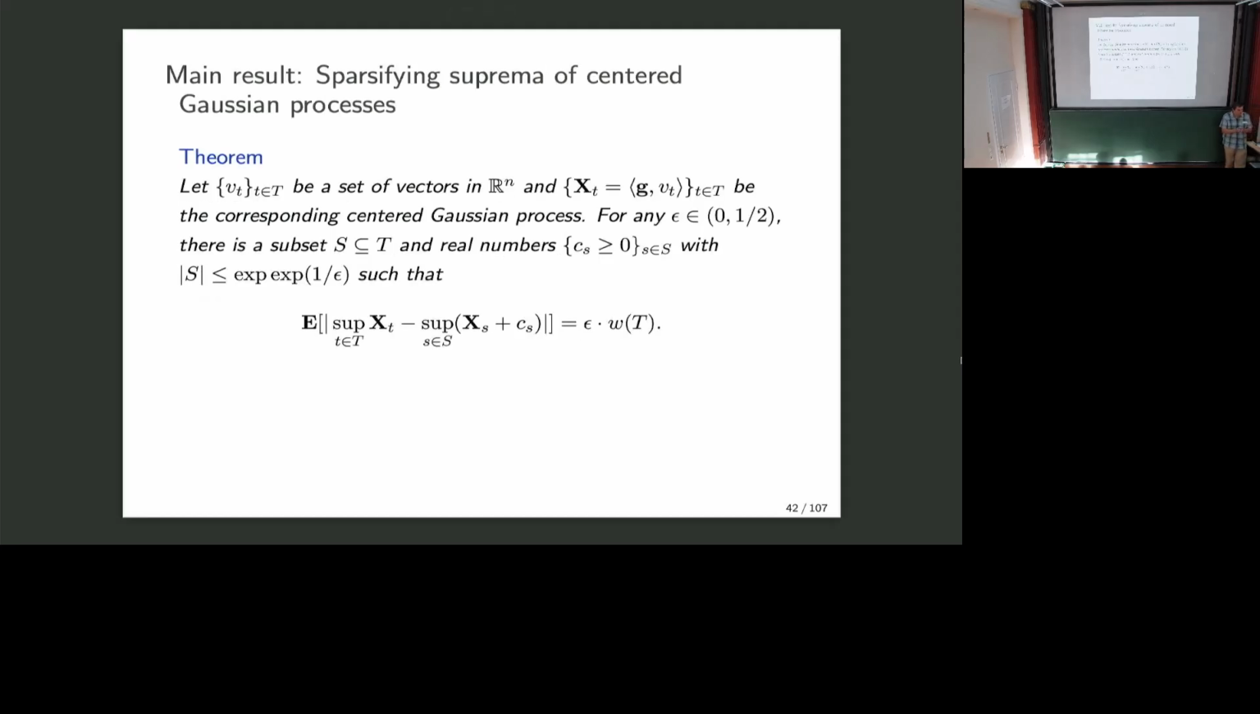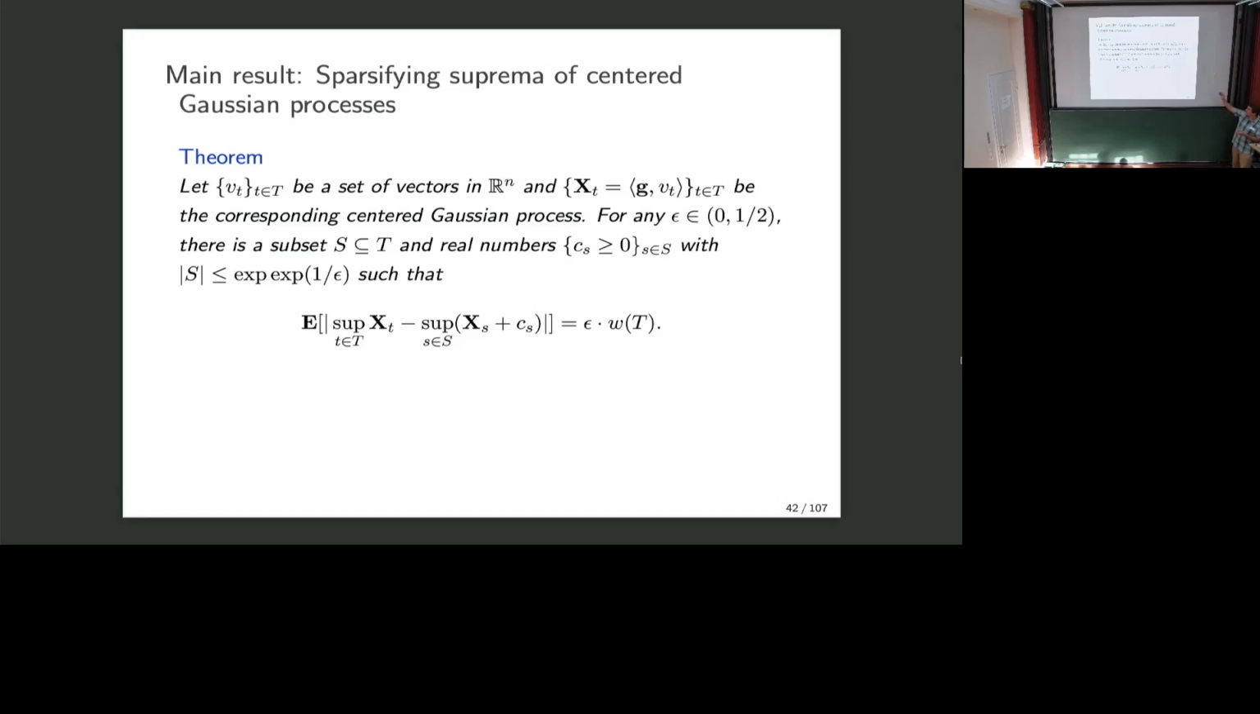Okay, so now I can tell you about the main result. The main result is sparsification for this random variable, the supremum of a centered Gaussian process. So let's go through it in some detail. I come to you with any set of vectors in R^n, this index set capital T. It might be infinite, it might be uncountably infinite. It is what it is, okay? The vectors should be at least bounded though, or else you'll have an infinite supremum.